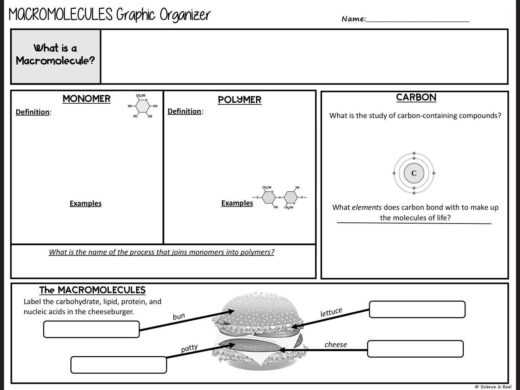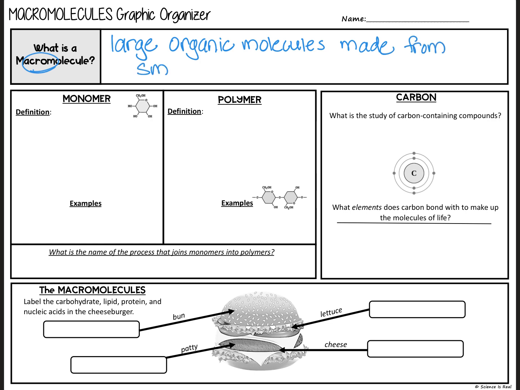So a macromolecule, macro in itself, means big. Right? And so we call these large organic molecules, and we'll talk about what that means in a minute. And they're made from smaller molecules. And we're going to go ahead and break down what all of that means in just a minute.